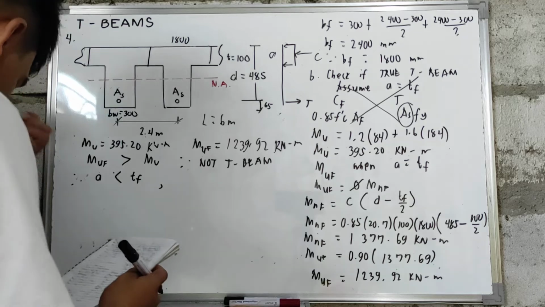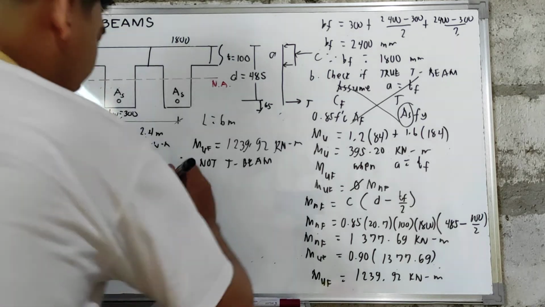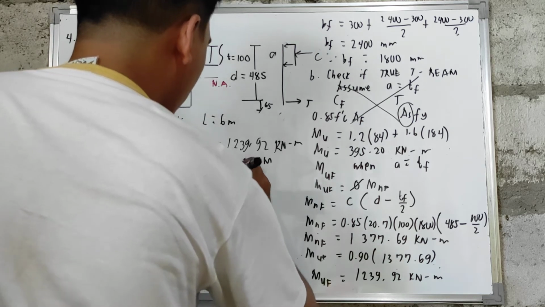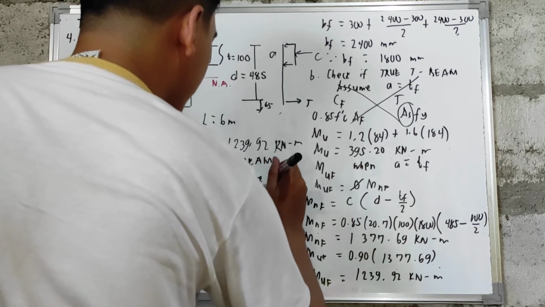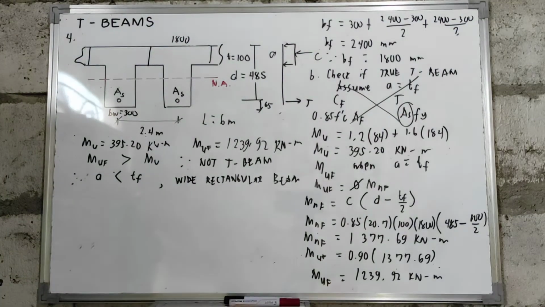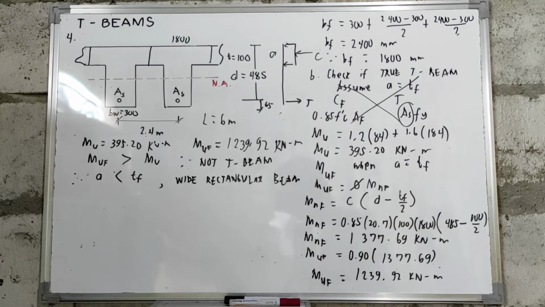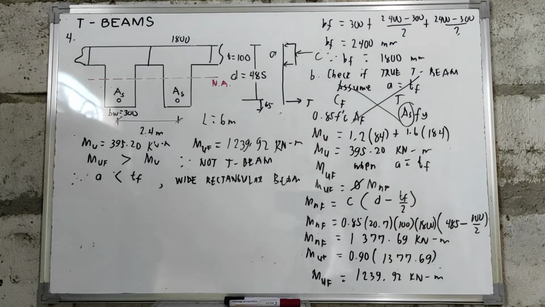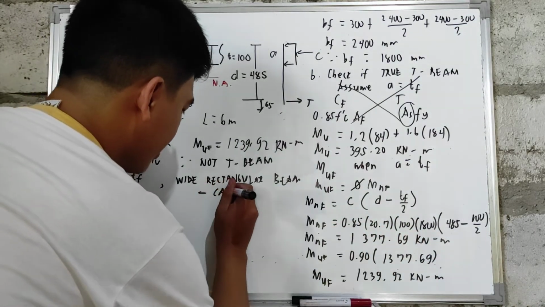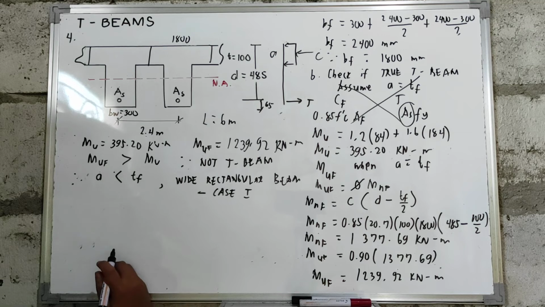So, meaning to say, we will just consider yung beam natin as a wide rectangular beam. Or kung paano natin kinonsider yung singly reinforced beam natin. So, yung ano lang naman dito, yung SRB analysis natin for rectangular section lang yung gagamitin natin. Okay? So, with that, hanapin na ngayon natin yung value ng A natin, under case 1 tayo dito.